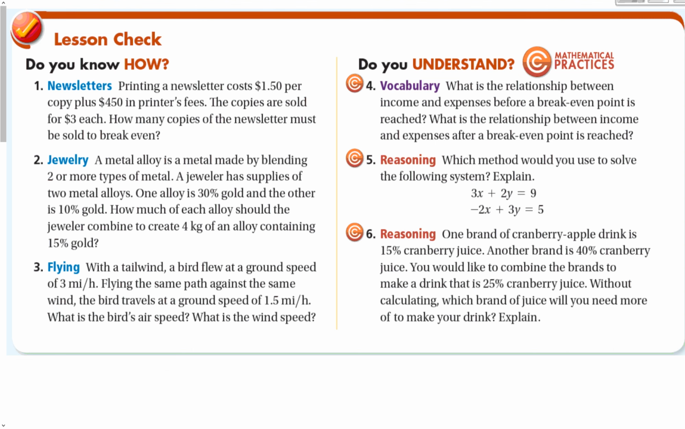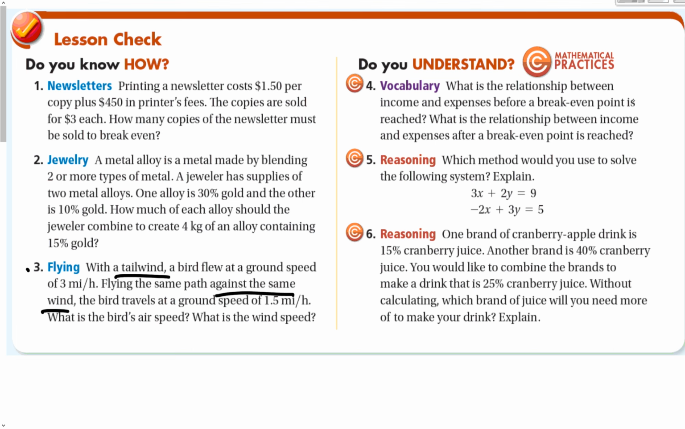And with the flying problem, same thing as what we just did: a bird flew at a ground speed flying the same path against the wind. So we have ground speed with the wind, there we go, tailwind. So tailwind means it's going to be going faster, and against the same wind means it's going to be going slower. So look for those sort of cues to tell you which one is going faster, which one is going slower. Tailwind's a good word. With the wind, with the current, anything like that that explains direction.